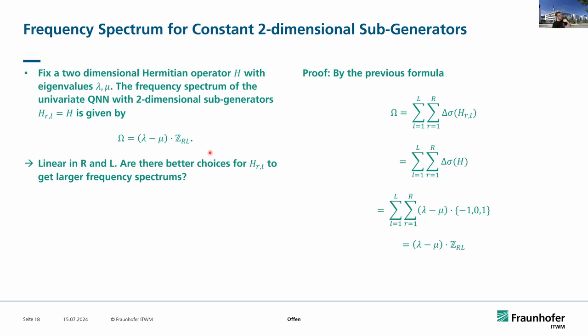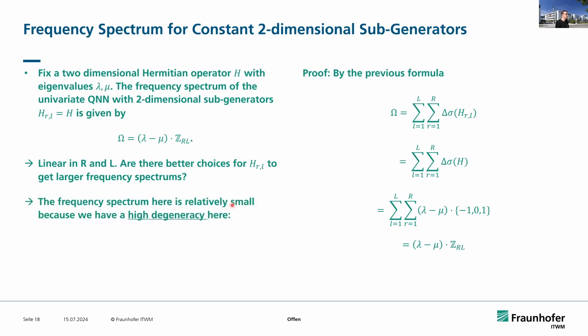Okay, let us make a small observation. If we choose this ansatz for our QNN, you see the frequency spectrum is linear in R and L. So the question is, are there better choices for subgenerators? Maybe not constant, such that the frequency spectrum gets larger.